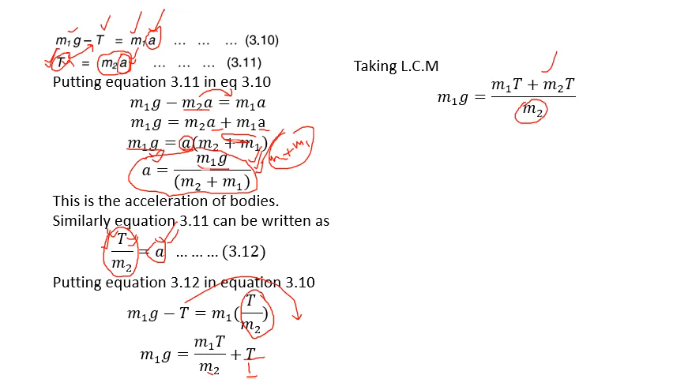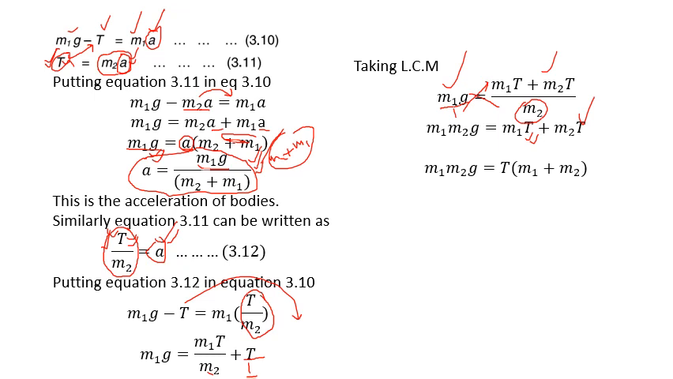Now can I write like this by cross multiplication? Over here this is 1, so cross multiplying like this, this m2 will be multiplied with this, so this is m1m2g equals m1T plus m2T. Now if you look to the right side, T is common, so I take T as common and m1 plus m2 will remain itself.